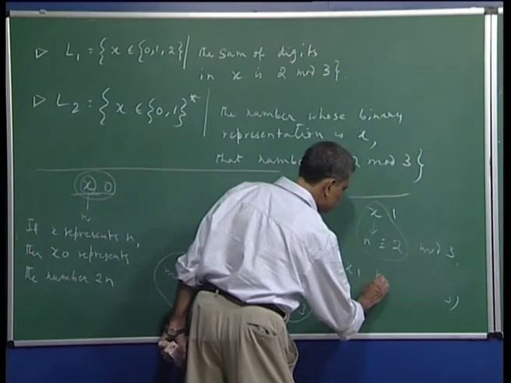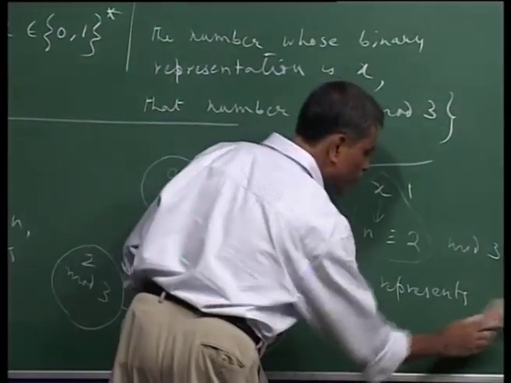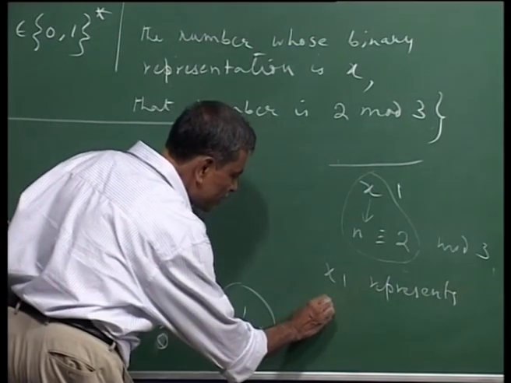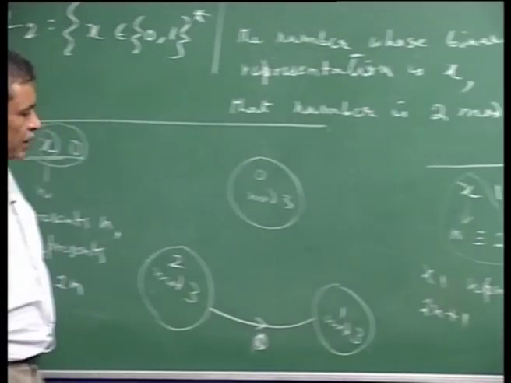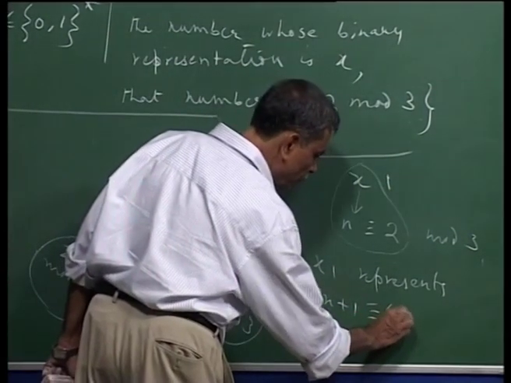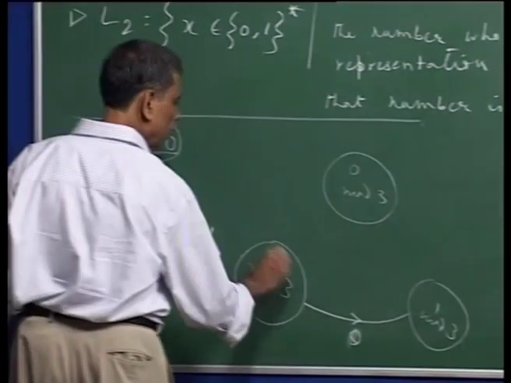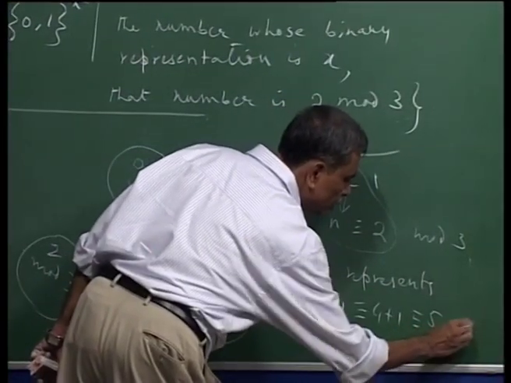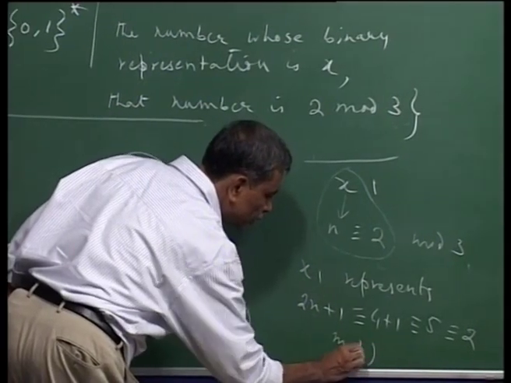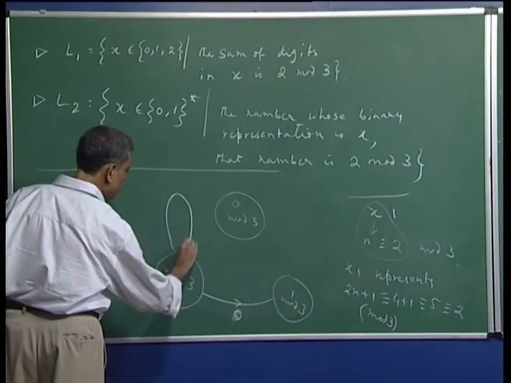X1 represents, just recall your understanding of binary representations of numbers. If x represents n, x followed by 1 represents 2n plus 1, right? N was 2 mod 3, so this is 4 plus 1 mod 3, which is 5 mod 3, which is of course 2 mod 3, right? 5 mod 3 is 2. We are going modulo 3, that is why I am writing this equivalence rather than equality. And so, if a 1 came, I should remain here.